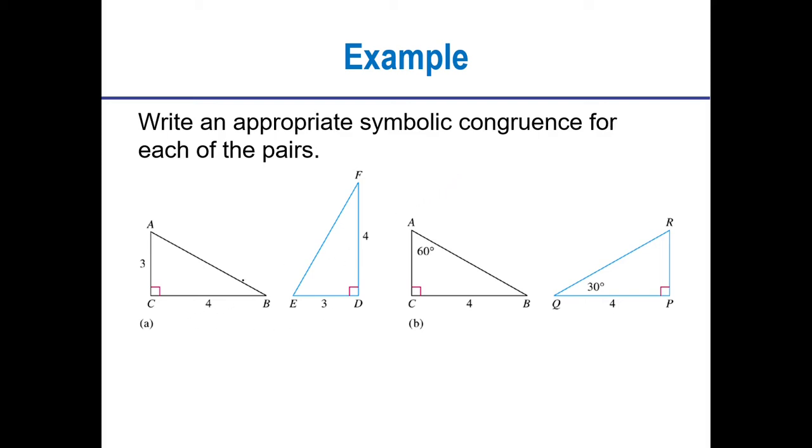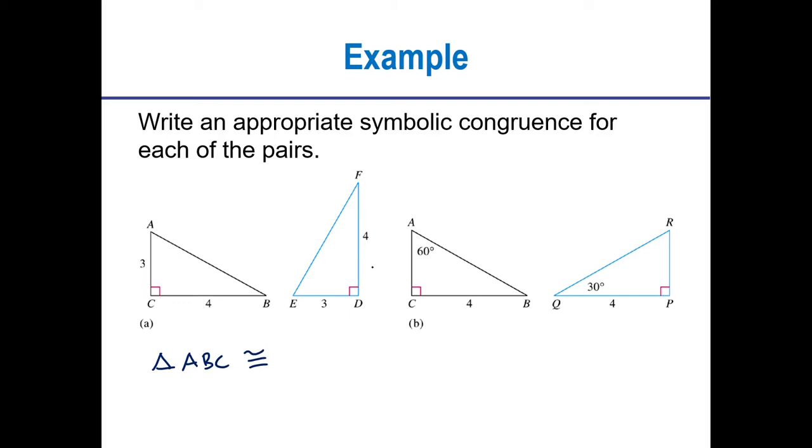Example. Let's write the appropriate symbolic congruence for each of the pairs. In example A and B, we're given that these two triangles have congruence. They are exactly the same size and shape, but their orientation is different from each other. So we'll have to write the congruence symbol with the letters in the correct positions. We'll call the first triangle ABC. Triangle ABC is congruent to triangle.